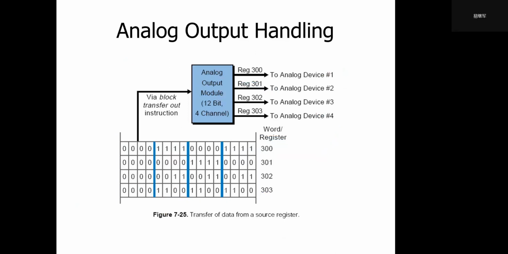Every time after the user program is finished, the value is stored in the output register. The output register is given to the output module. In the output module, the digital value is converted to analog.